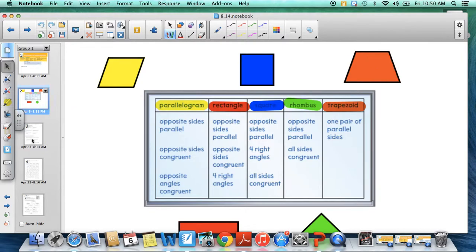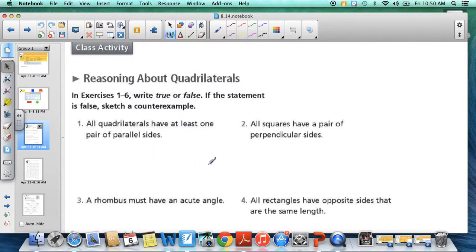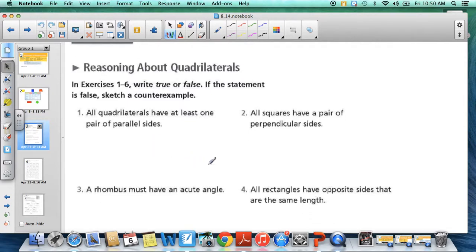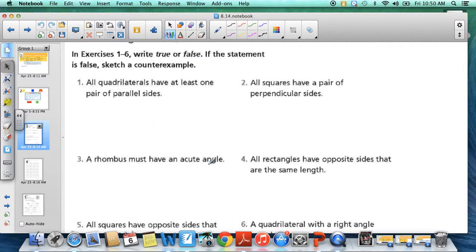So let's get started. For number 1, in exercises 1 through 6, write true or false. If the statement is false, sketch a counterexample. So for number 1, all quadrilaterals have at least 1 pair of parallel sides. That would be false. So you can write out false if you want. For the sake of time, I'm not going to.